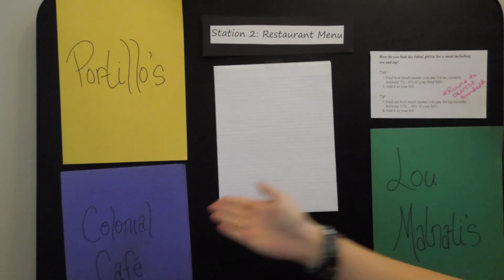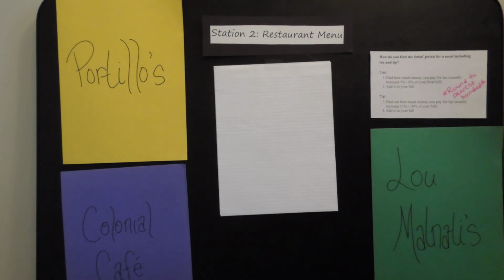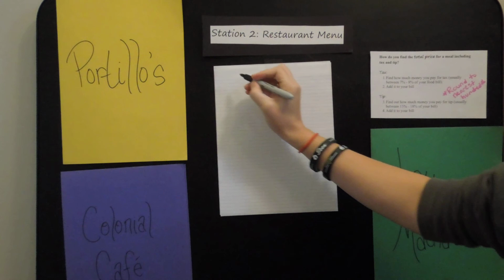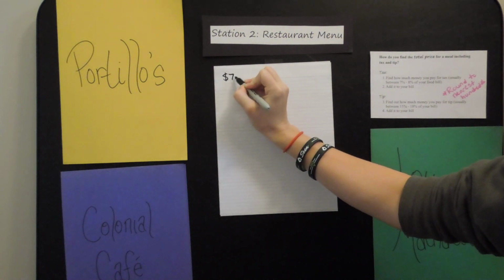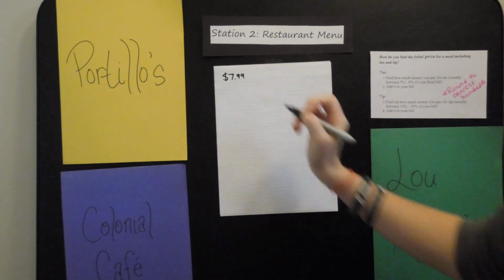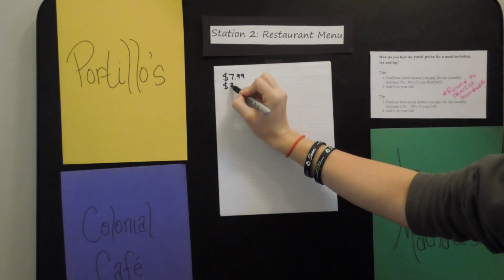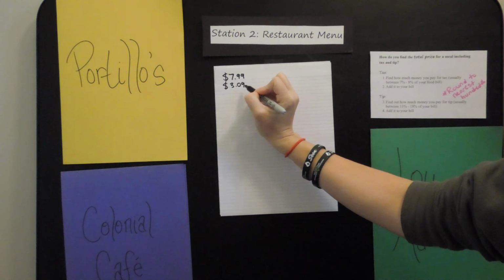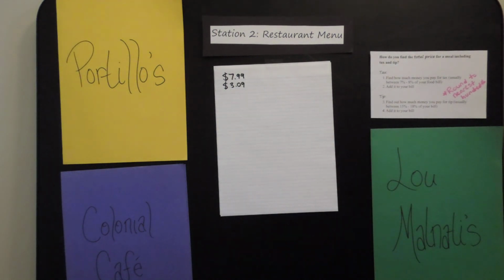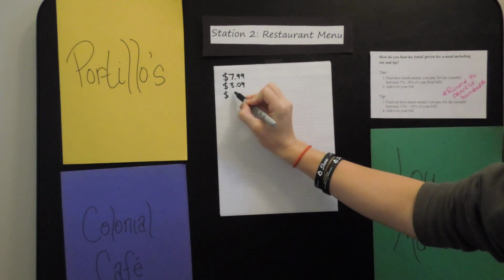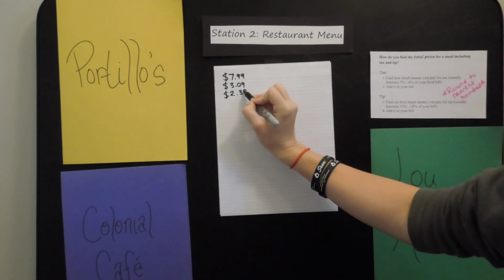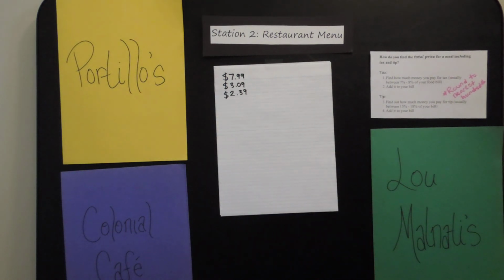You in this activity can choose between 3 different menus. I have chosen a 4th menu, which is from Five Guys. So let's say you go to Five Guys and you order a cheeseburger, and that cheeseburger costs $7.99. Then you order a side of fries for $3.09. And lastly, you're thirsty, so you order a drink that costs $2.39. So these are all of the items that you have bought.